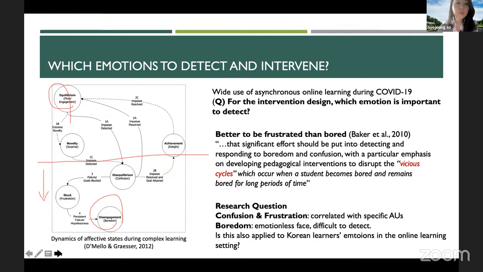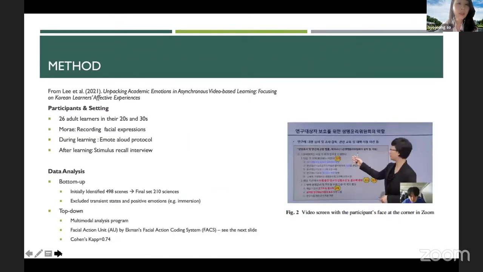So my research question was really how we can detect this confusion, frustration, and boredom, and then whether there are certain action units (AUs) that we can detect from facial expressions. This is the research that we did with the Korean students, adult learners, and the whole process has already been published in this article. So I encourage you to refer to this article for the details of the method.